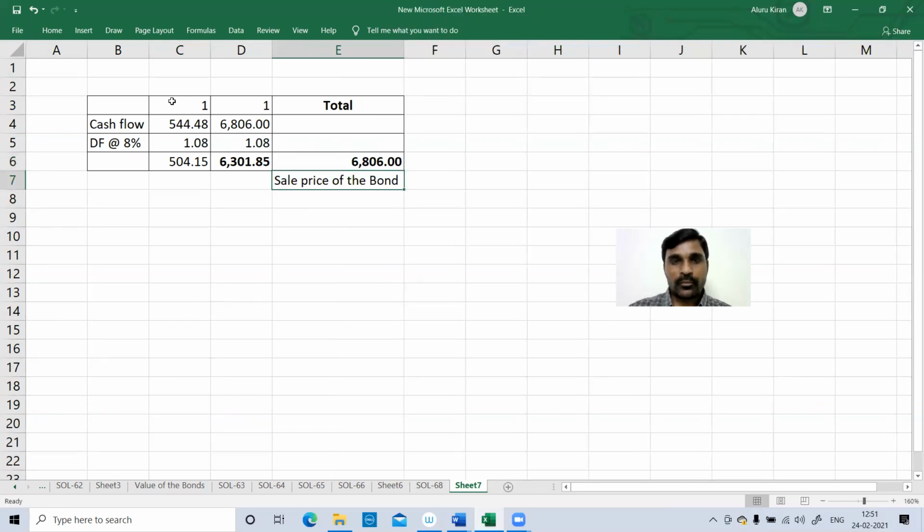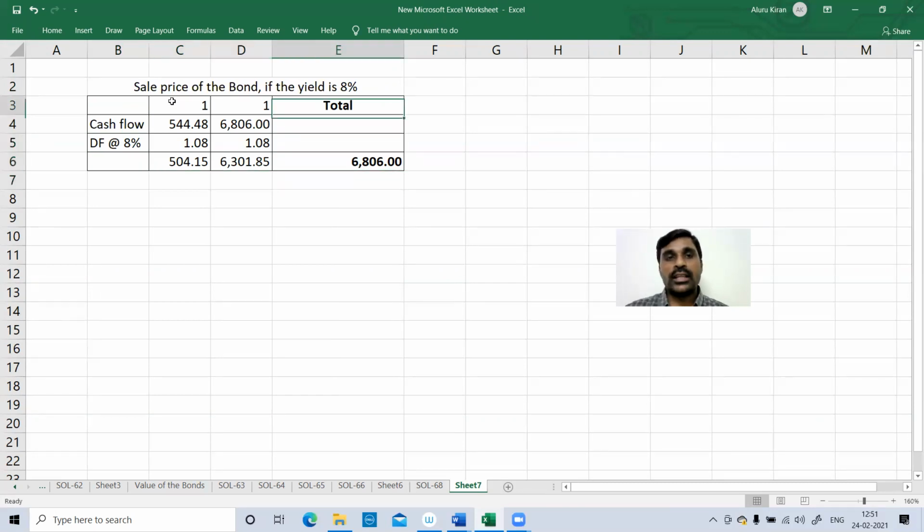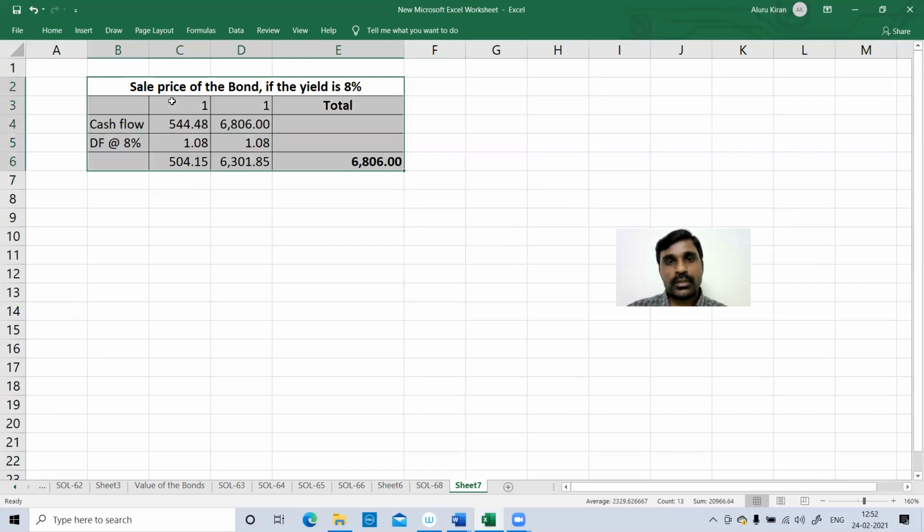Sale price of the bond, if the yield is how much? Sale price of the bond, if the yield is 8%. So I'll put it in bold: sale price of the bond if the yield is 8%. Okay, same if the yield is 6%, the sale price.